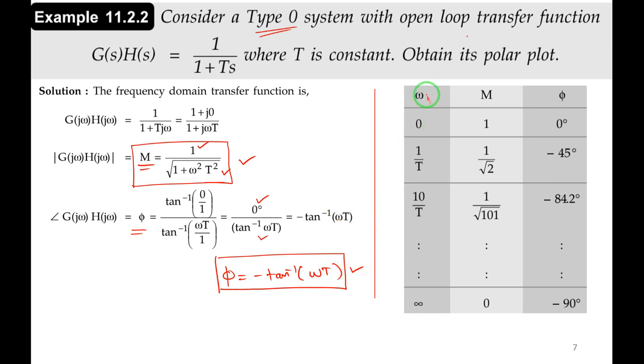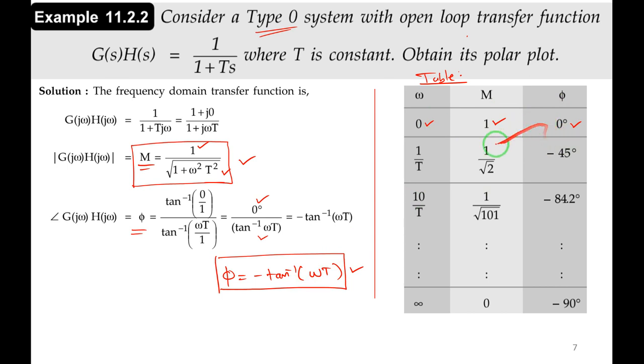Next, we will vary the frequency. We will make the table. For omega equal to 0, what are the magnitude and phase? We will calculate. For omega equal to 0, what is the magnitude? Substitute 0 here. This is 0, so 1 plus 0. Root of 1 is 1. 1 by 1, so I am getting magnitude as 1 for omega equal to 0. Then we will calculate the phase. Substitute omega equal to 0. Tan inverse of 0 is 0. So I am getting 0 degree.